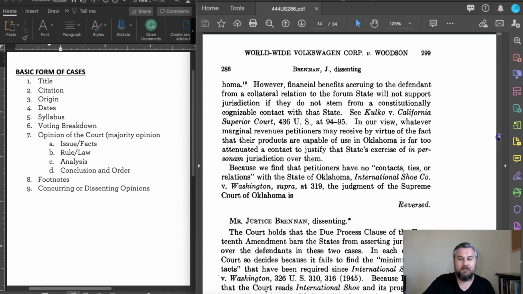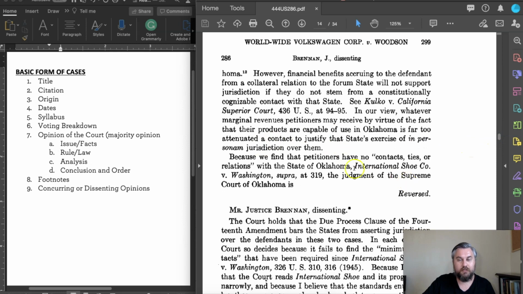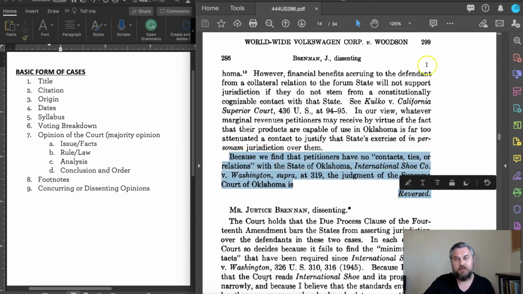Then at the very end of the decision, once the conclusion is reached, you will get an order. There will be some kind of decision as to how this affects the parties. So this is not really about the precedent. This is really an order to the lower courts as to what to do with this.